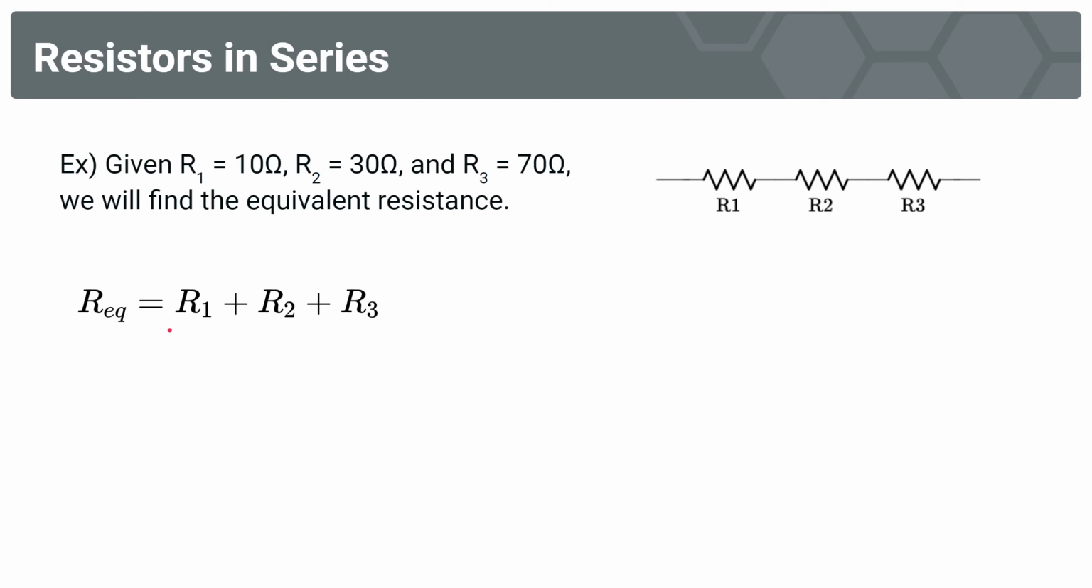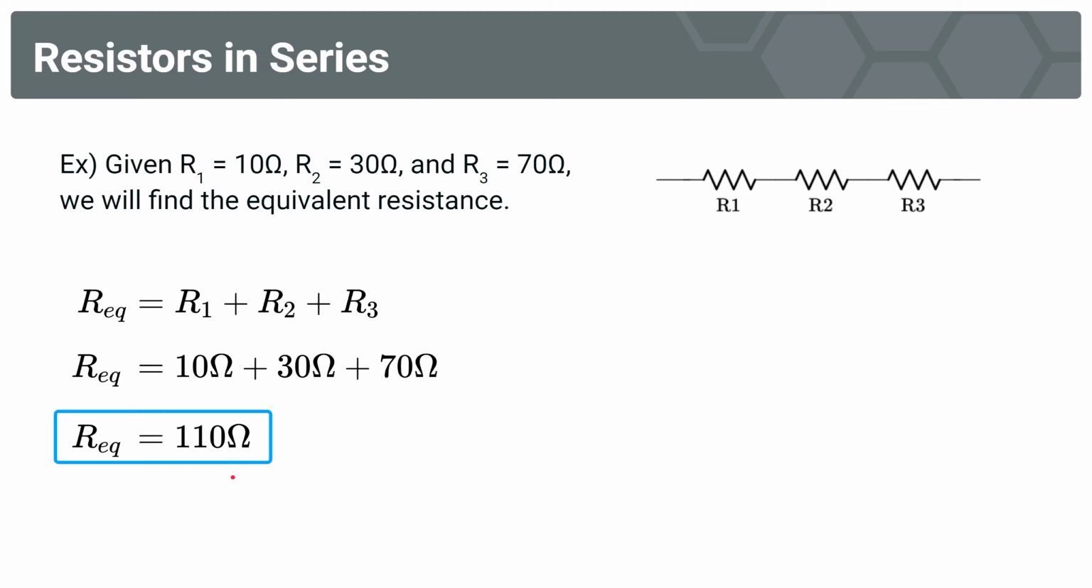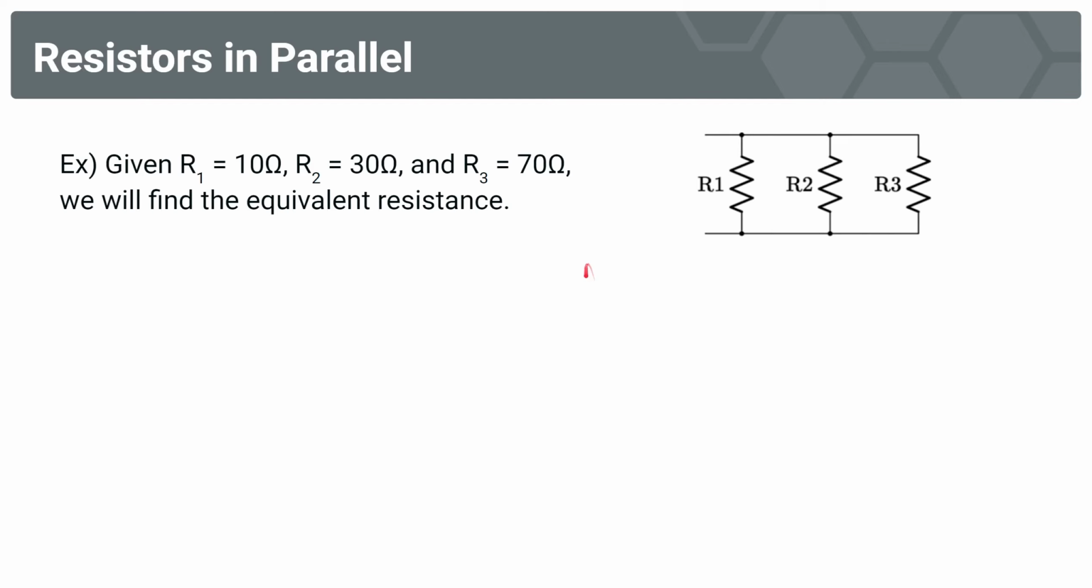R equals R1 plus R2 plus R3. So we plug in our values. We're going to add them together. 10 plus 30 plus 70 gives us 110 ohms, which is our equivalent resistance. Pretty simple. Let's throw an example of resistors in parallel at you.